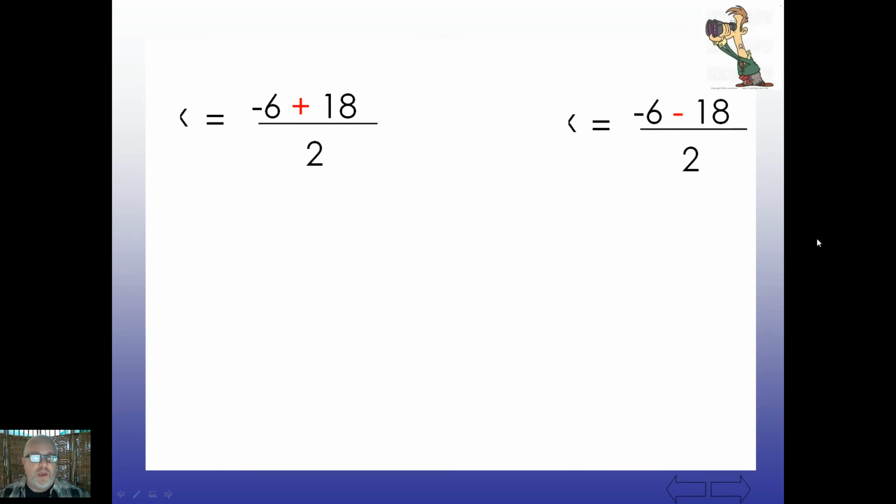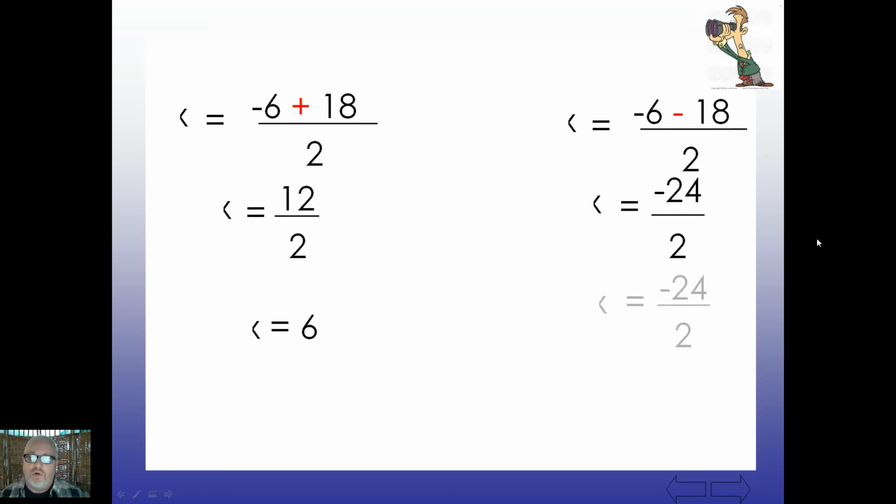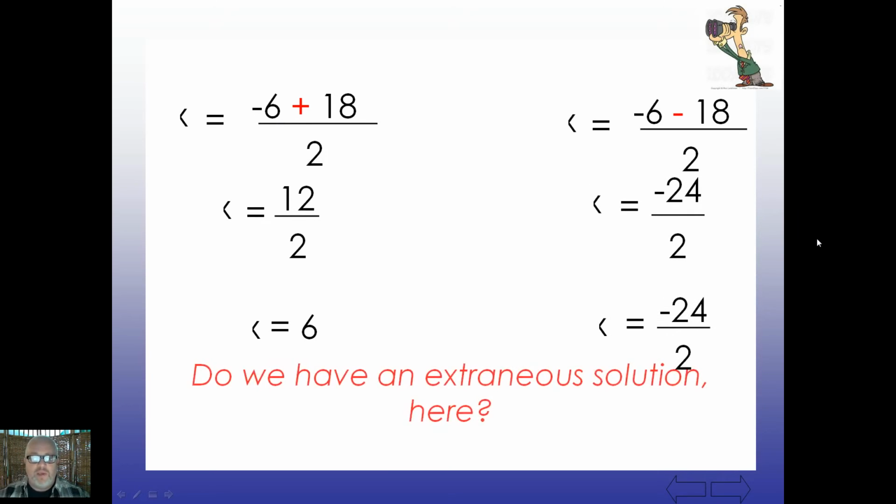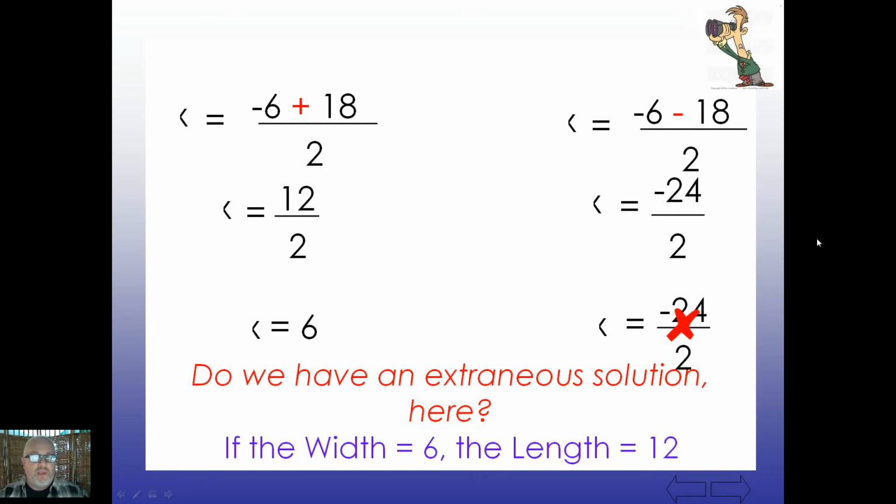Alright, let's do some quick math. Negative 6 plus 18 over 2 gives us 12 over 2, which is a nice whole number, 6. What about the one on the right side? Negative 6 minus 18, negative 24 over 2. Well, however you cut that, we're going to end up with a negative number here. What are we talking about? We're talking about distance. Distance, of course, cannot be anything lower than 0, so we're going to end up with an extraneous solution on that side. Negative 24 over 2 cannot possibly work. So that leaves us with a width of 6.